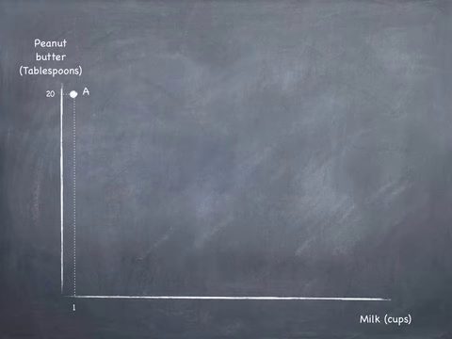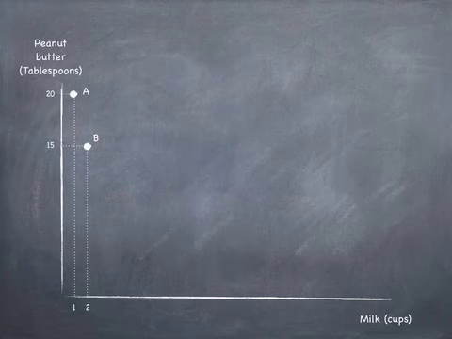Now put yourself in Anne's shoes. If you're going to eat 20 tablespoons of peanut butter with just 1 cup of milk, would you be willing to give up some of your tablespoons of peanut butter in exchange for milk? If so, how much? Since she has so much peanut butter and so little milk, she's willing to give up 5 tablespoons of peanut butter in exchange for just 1 additional cup of milk. Again, this is because she has so much peanut butter. She's willing to give up quite a bit of it in exchange for just 1 cup of milk.